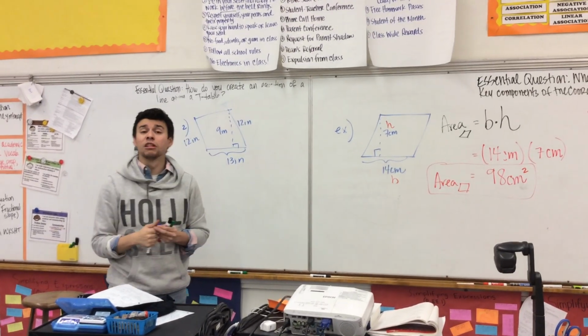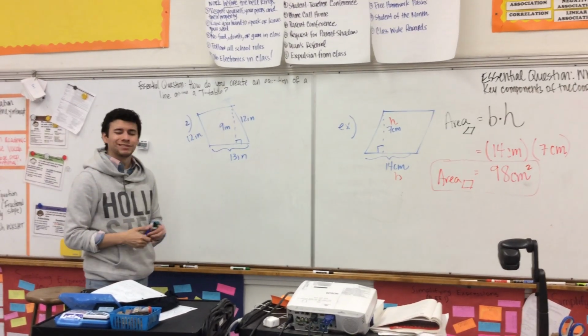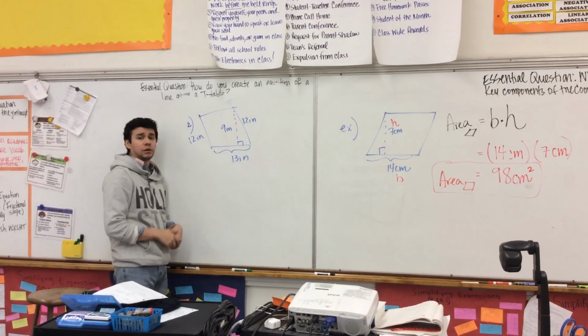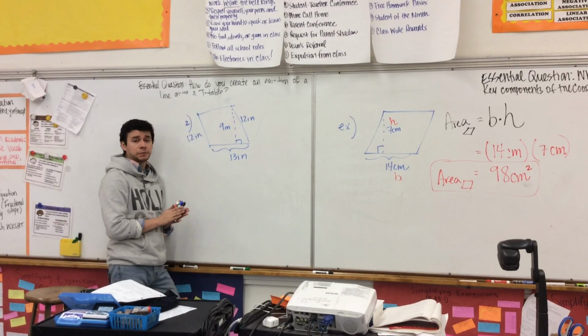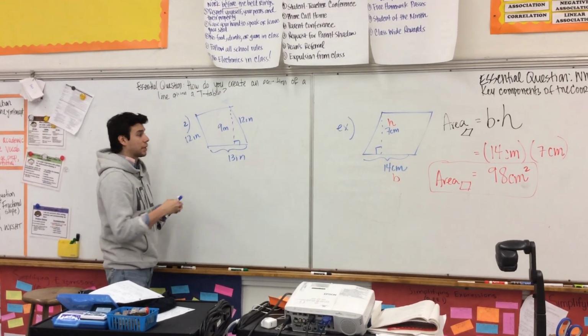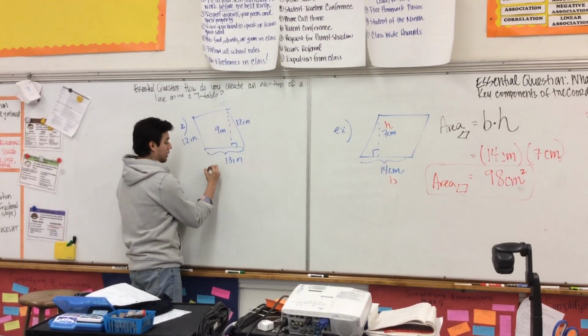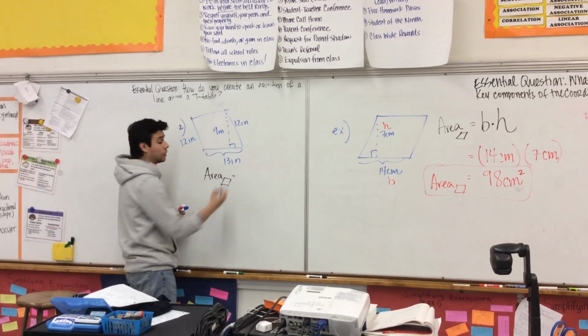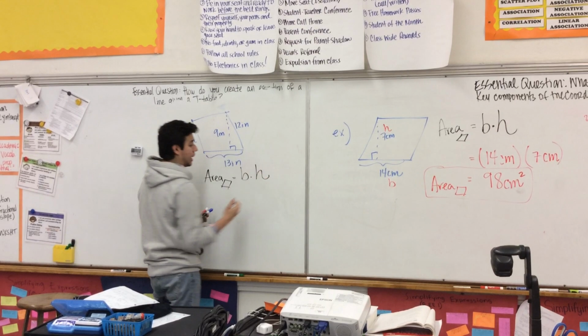Dang! You gave me a lot of numbers. I'm already confused. Don't be scared. You have to find the area of this shape. First of all, what type of shape is this? It's a parallelogram. Okay? So write the formula. The area of a parallelogram is equal to base times height.